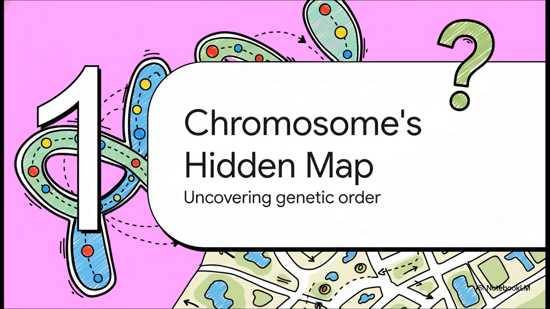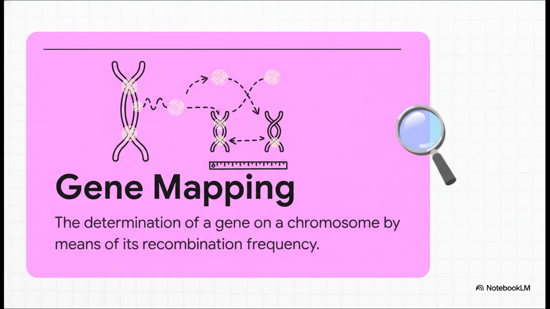You have to imagine the massive challenge facing the first geneticists. They knew genes were on chromosomes, and they figured they were lined up in some kind of order, but they had no way to just look and see what that order was. They needed a clever, indirect way to reveal the chromosome's hidden map. And this, right here, is the solution. It's the key. The whole idea wasn't to see the map, but to figure it out from clues.